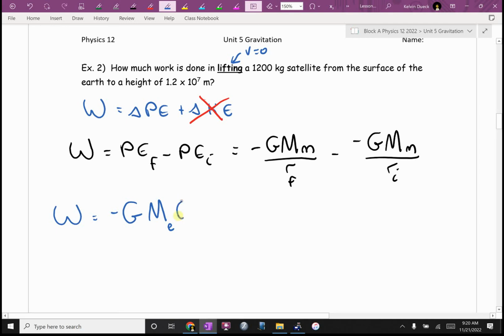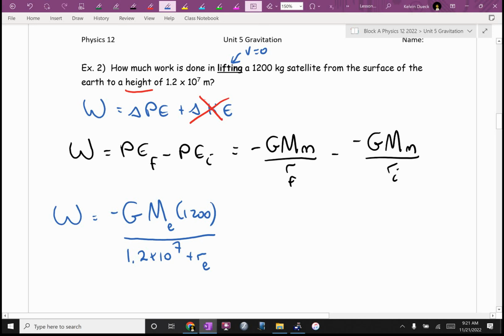Okay, and this is why NASA will spend hundreds of thousands of dollars making their satellites lighter. They'll spend the money to make it lighter. In the long run, you'll save on the rocket fuel. Divided by... what's our final radius? Well, here's a word all of us should have underlined. Height. That's how high we are above the Earth. So I guess if I want to turn that into a radius, it's going to be 1.2 times 10 to the 7th plus radius of the Earth.